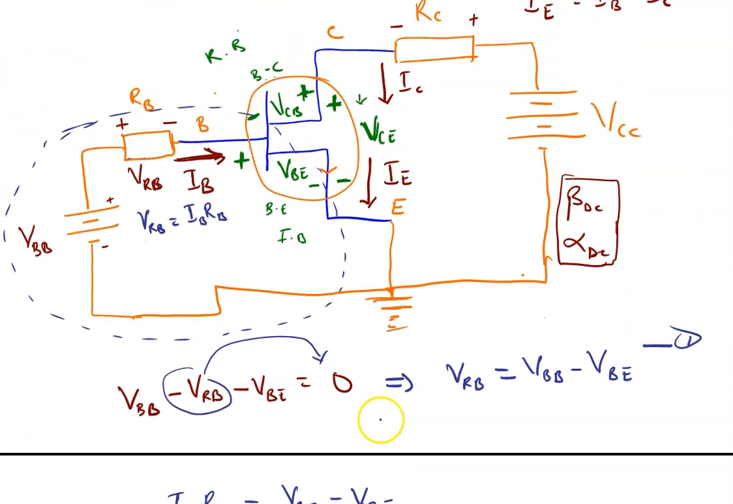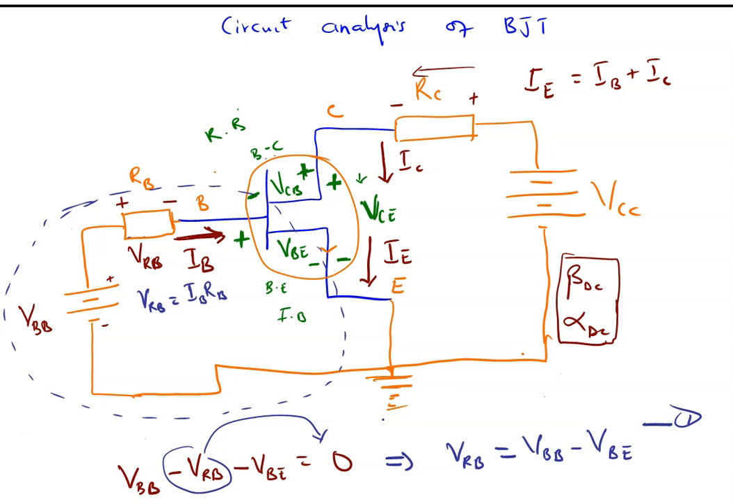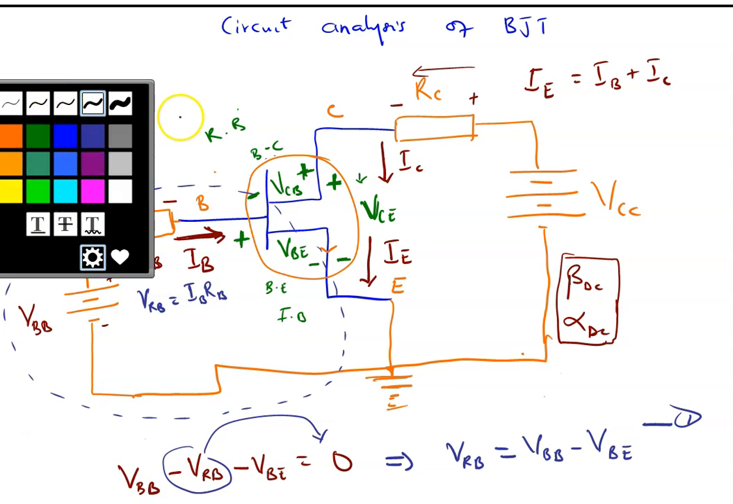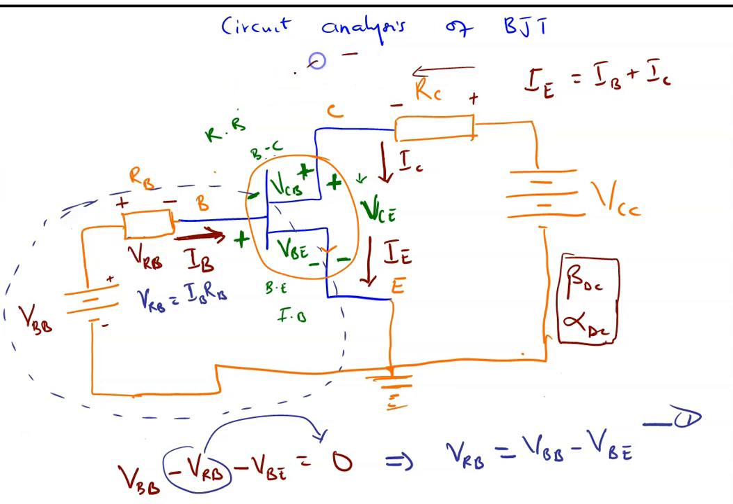Okay, so if we are done with that side, let's also consider the other loop, the main circuit loop, the circuit control. This side, let's consider the loop here. Right, this is also another loop.